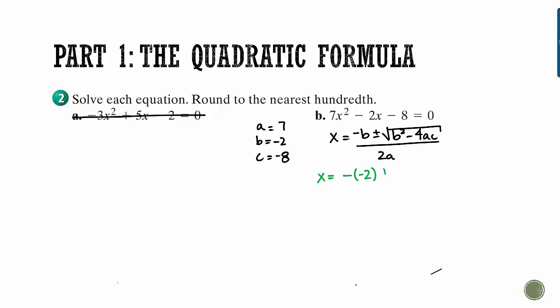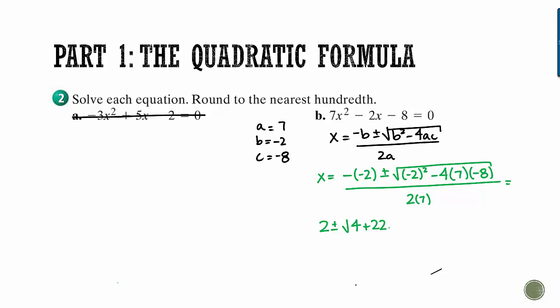Opposite of negative 2 plus or minus the square root of negative 2 squared minus 4 times 7 times negative 8. And divide that by 2 times 7. So we get a positive 2 out front, plus or minus the square root of 4. And if you do negative 4 times 7 times negative 8, you end up with positive 224. And it's all divided by 14. So combine what's inside the square root and you end up with 228.